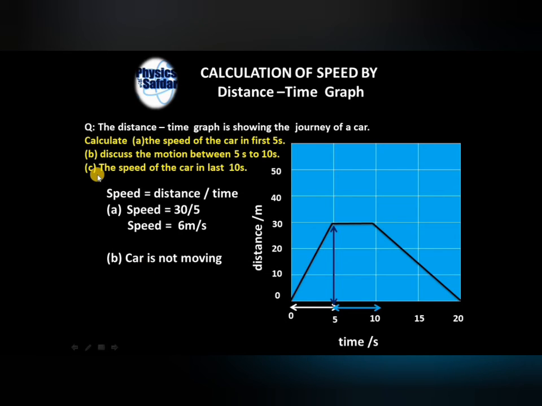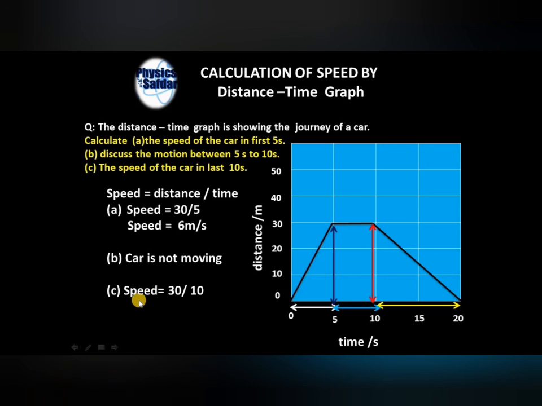In part C, the speed of the car in the last 10 seconds. So move on to the graph. It is showing the last 10 seconds and we need the distance in this portion. You will draw a line from here. It will give you the value of distance covered. Now put the values in the speed equation. 30 over 10, divide the numbers, you will get 3 meter per second.